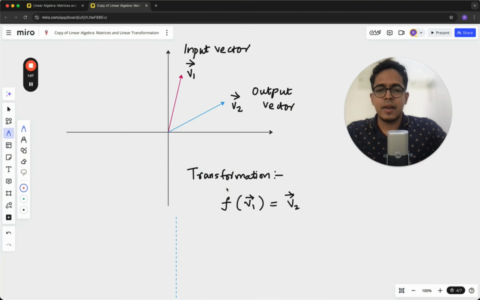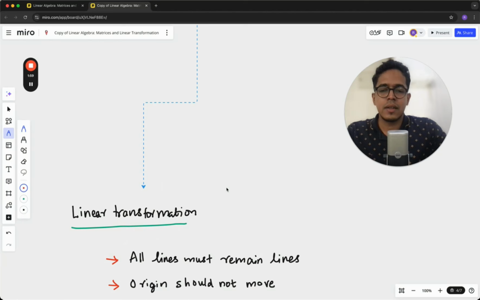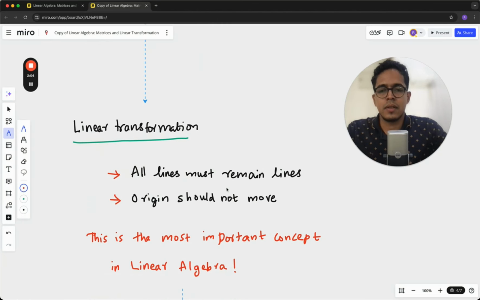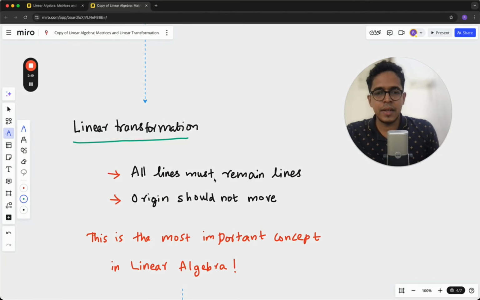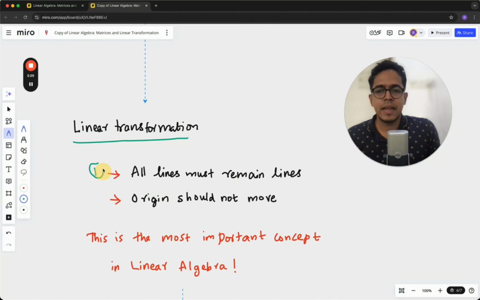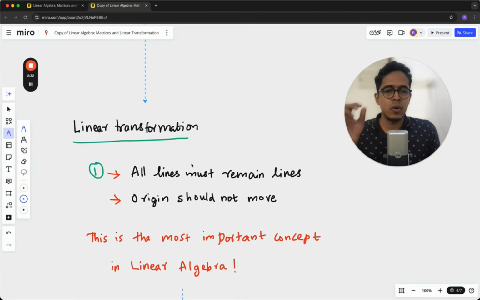Now there are several types of transformations, but specifically we are trying to learn about linear transformation, and this is probably the cornerstone of linear algebra. If there is one concept that you should absolutely master in linear algebra, it is definitely linear transformations. Linear transformation has two properties, as I have written here. All straight lines must remain as straight lines. This is the first property in a linear transformation. The second property is that the origin should not move. The origin should remain fixed.